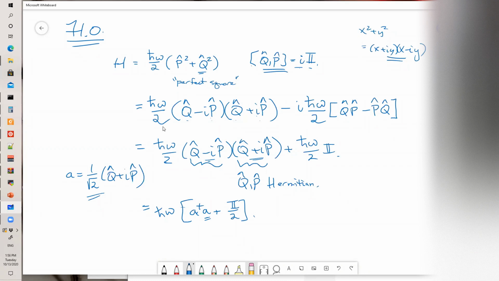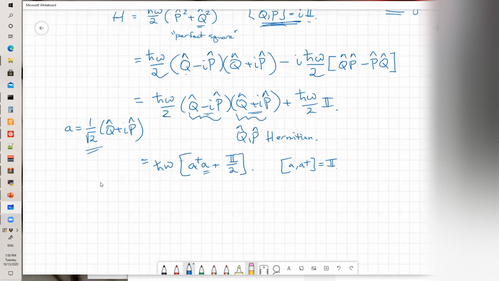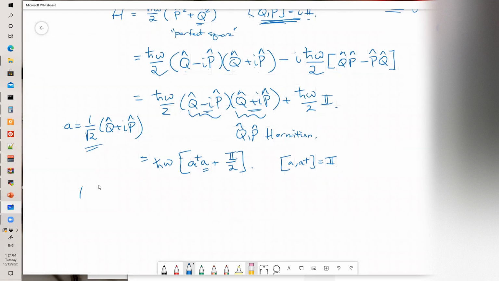All right, much nicer. And you can check using this commutation relation that a with a dagger gives you the identity when you commute. And you can define, of course, a new operator, which we'll see is called the number operator, which is just a dagger a. It's called the number operator. We'll see why in a moment.